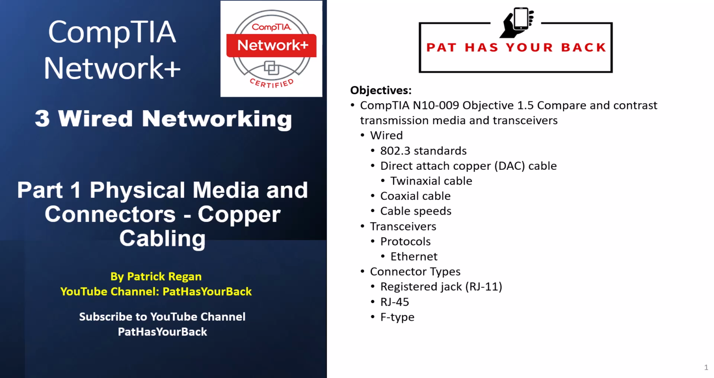In part 1, Physical Media and Connections, Copper Cabling, we discuss the different types of copper cables and connectors found on today's network. It also discusses the twisted pair categories in Ethernet naming convention.